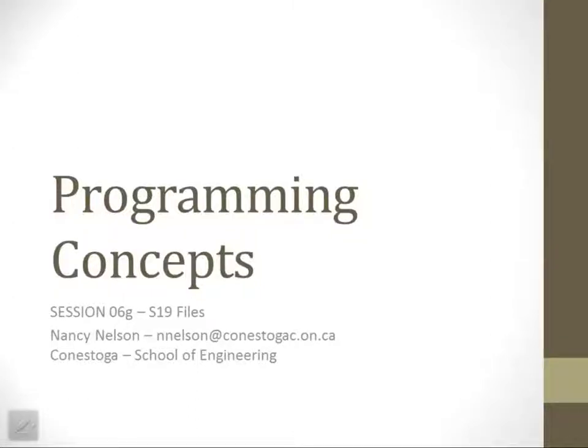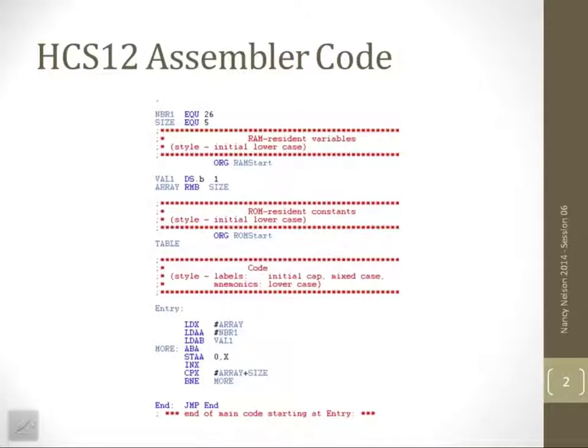In this session, we're going to take a look inside S19 files. An S19 file is the executable code that is produced by a Freescale or Motorola-based processor when you write assembler code. So if we look at this code here, for example, we can see we've got some variables defined here, we've got some constants, we have our code down here.